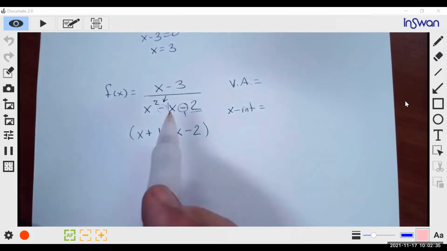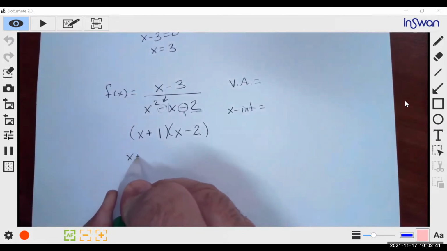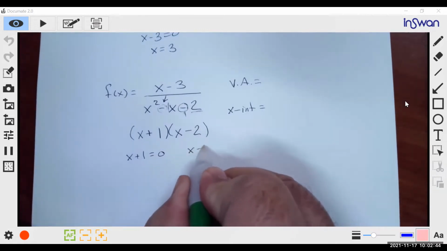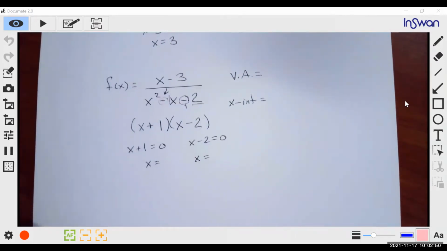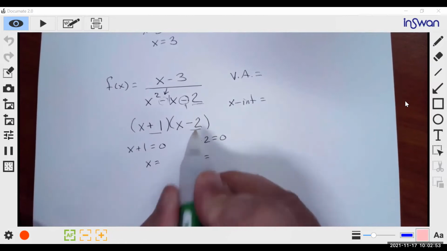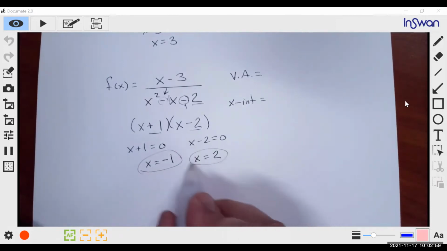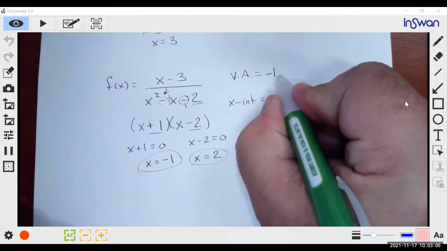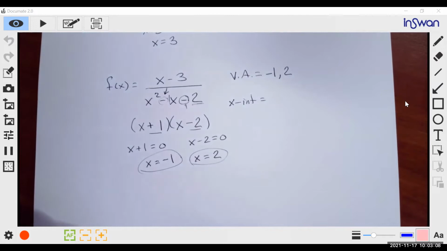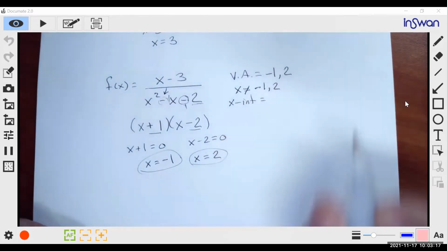Now what do you do? You factor the denominator. Now what do you do? Set them equal to 0. Yes, we have to solve the denominators. And we know from previous discussion, it's always the opposite sign of what's inside there. So the vertical asymptotes are -1 and 2. And that tells us that we cannot use -1 and 2 in our answers.